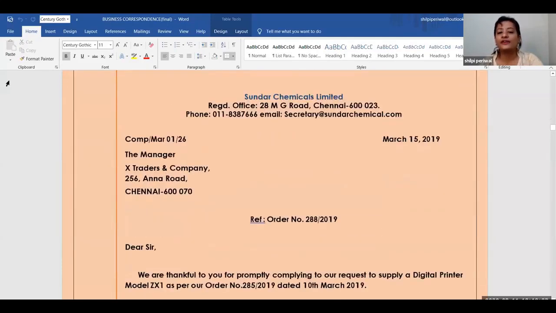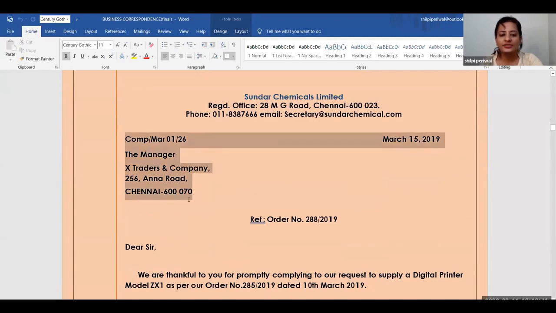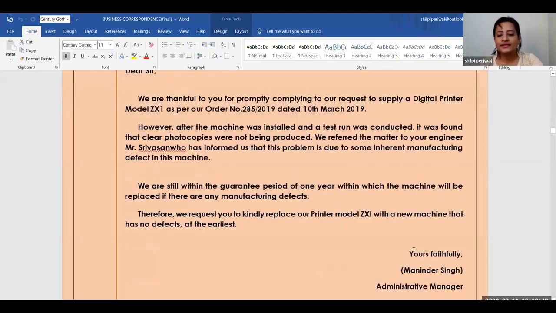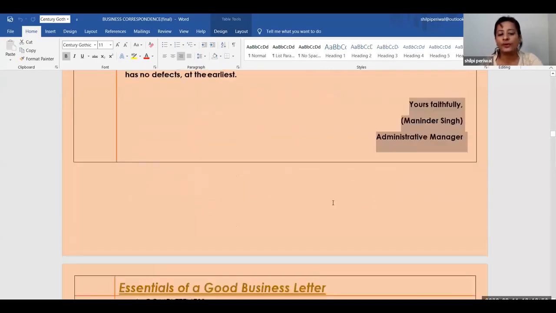Semi-blocked format is when everything is not on the left side, okay? It is equally distributed. See, this part is on the left, the date is on the right, reference number is in the middle, and this yours faithfully is on the right. So this is known as semi-blocked format, okay?